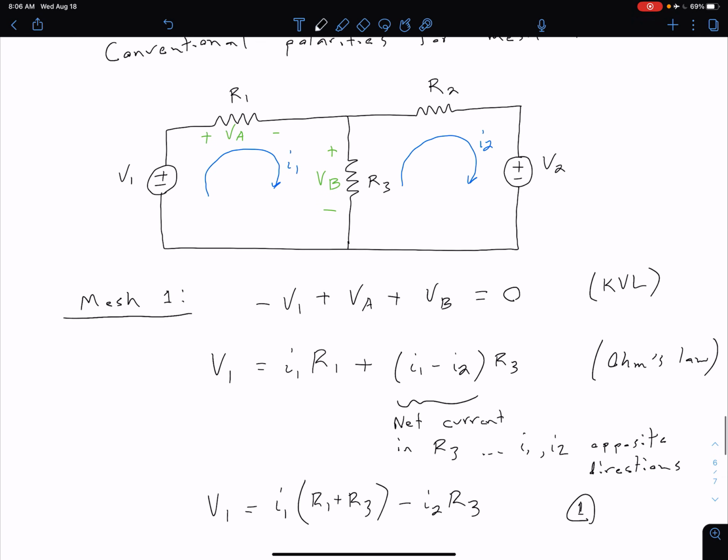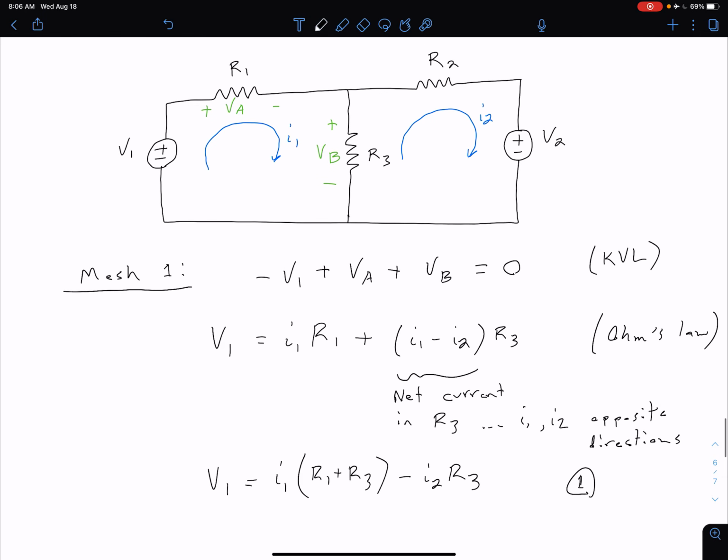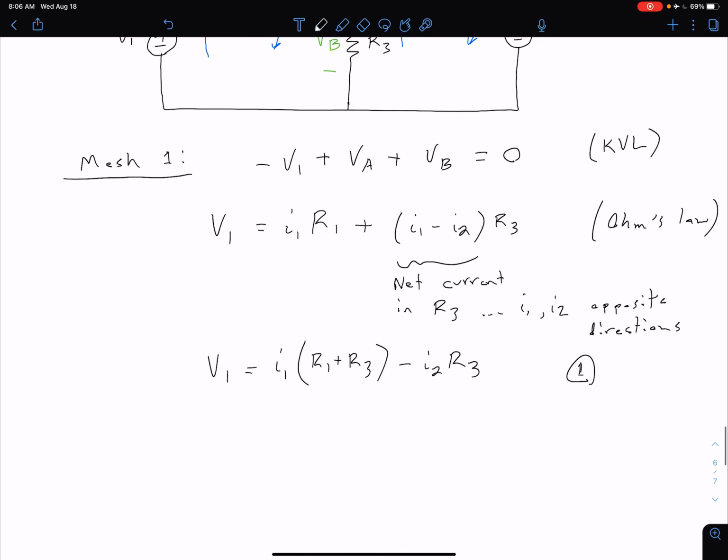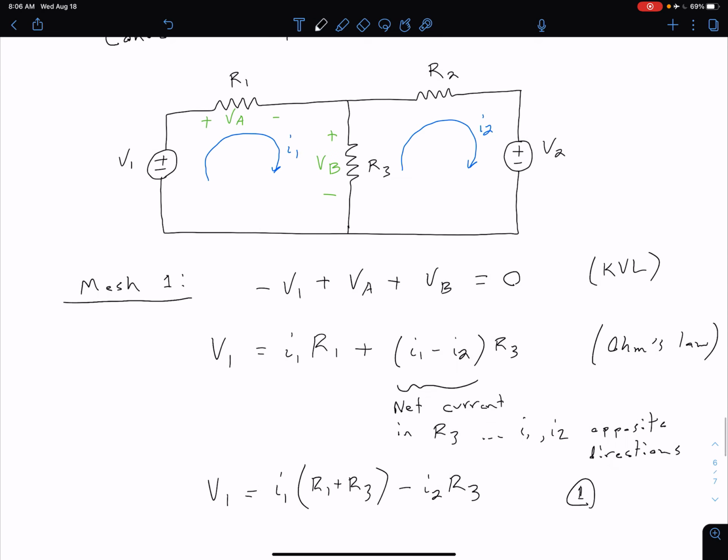So one thing I'll note before we look at mesh 2 is, of course, we've gone through several steps here to get to this final equation, which I've labeled as equation 1. As you become more comfortable with this method, you can actually skip some or all of these steps, and we'll talk about that in class a little bit later. We could, by inspection, pretty easily, for this circuit at least, come directly to this equation here. But as you're starting, it can be helpful to explicitly define our voltage polarities and go through this whole process of KVL, Ohm's law, reducing the equation.